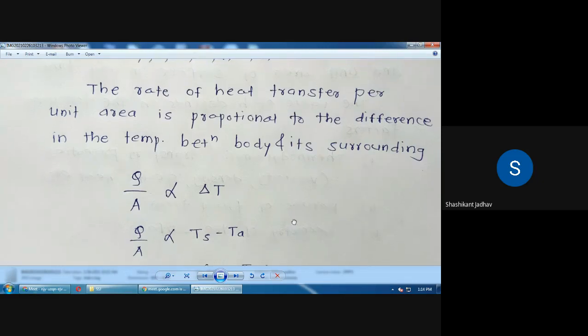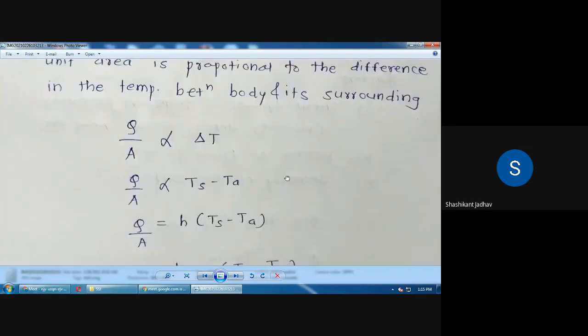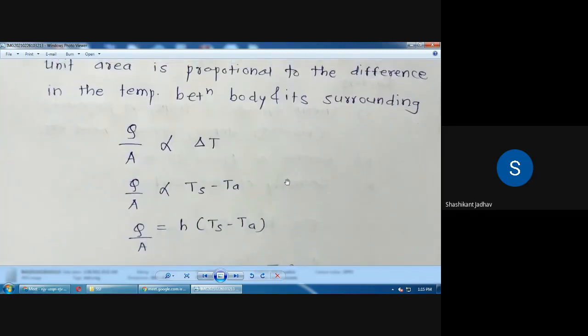Ts minus Ta. Our aim is to remove this proportionality sign. For that we have to consider a proportionality constant. In this case heat transfer takes place because of convection, so we have to take the constant related to convection. So Q by A is equal to what? H into Ts minus Ta. Q by A is equal to H into Ts minus Ta, where H is the convective heat transfer coefficient.